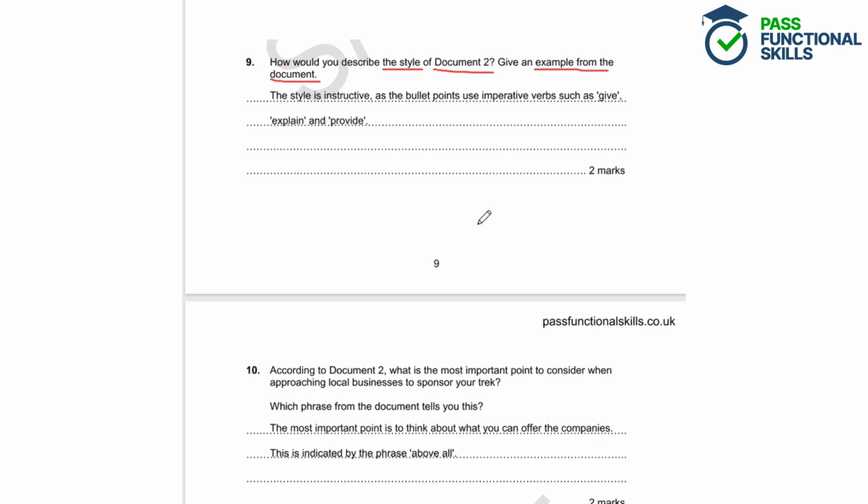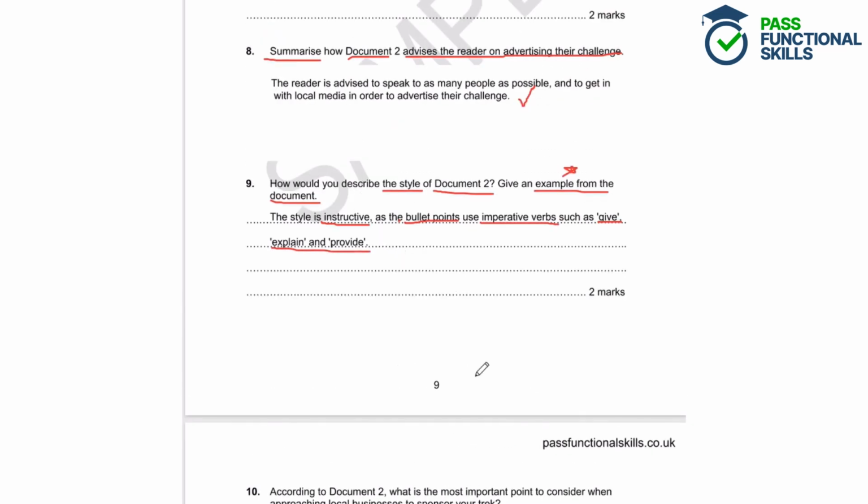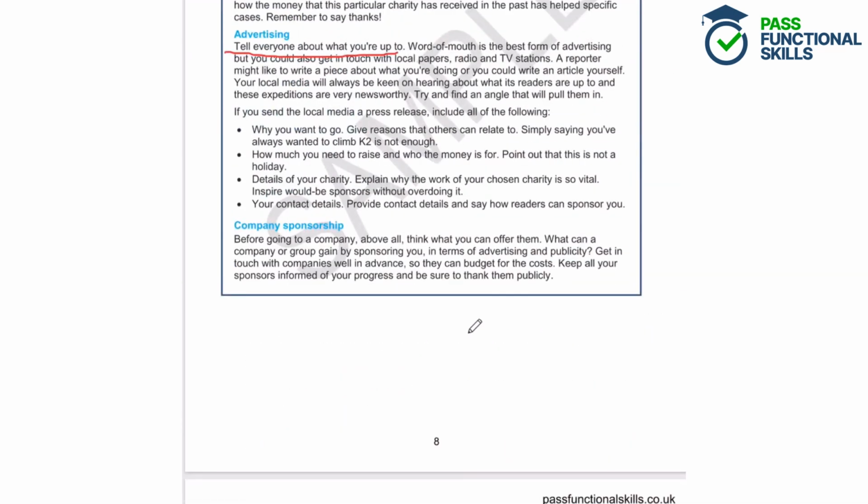So the style of document 2 is instructive, and the student has explained that the bullet points use imperative verbs. So these are some textual features identified here. Bullet points are organisational, presentational features, and imperative verbs are a language feature, such as give, explain, and provide. So these are examples from the document. So we know that document 2 is instructive. It's telling us what to do.